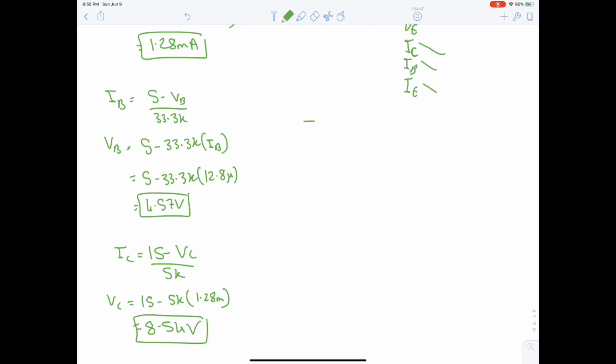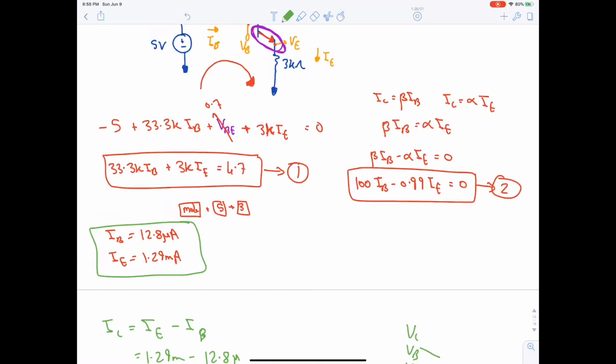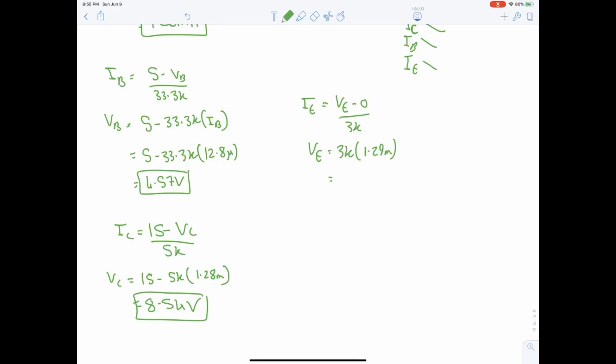Last is IE, which is equal to VE minus 0 over 3K. So VE is equal to 3K IE, 1.29 milli. This will give us 3.87 volt.